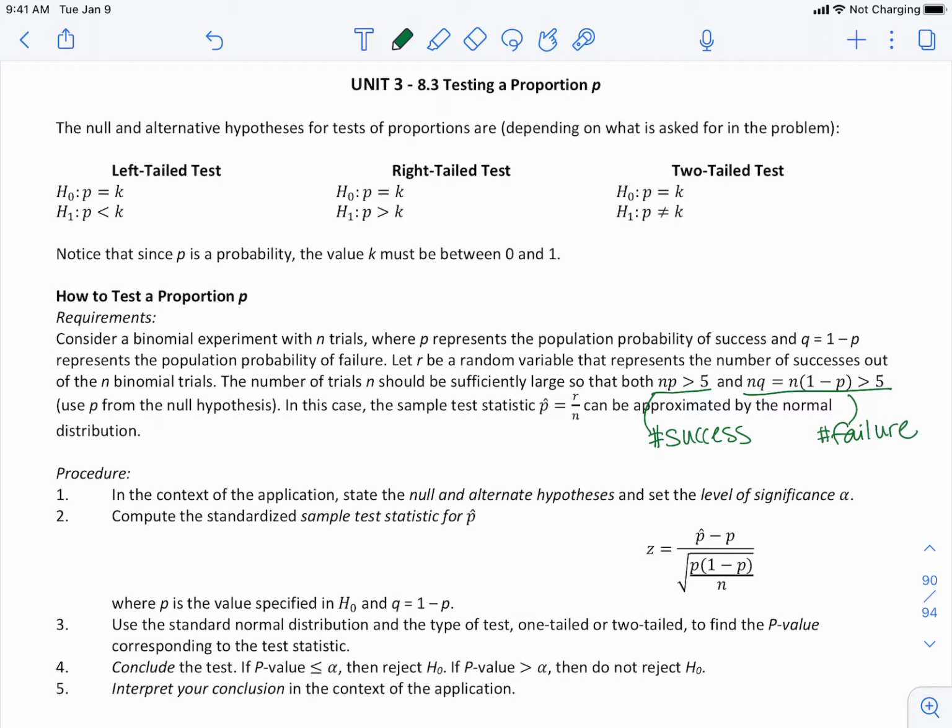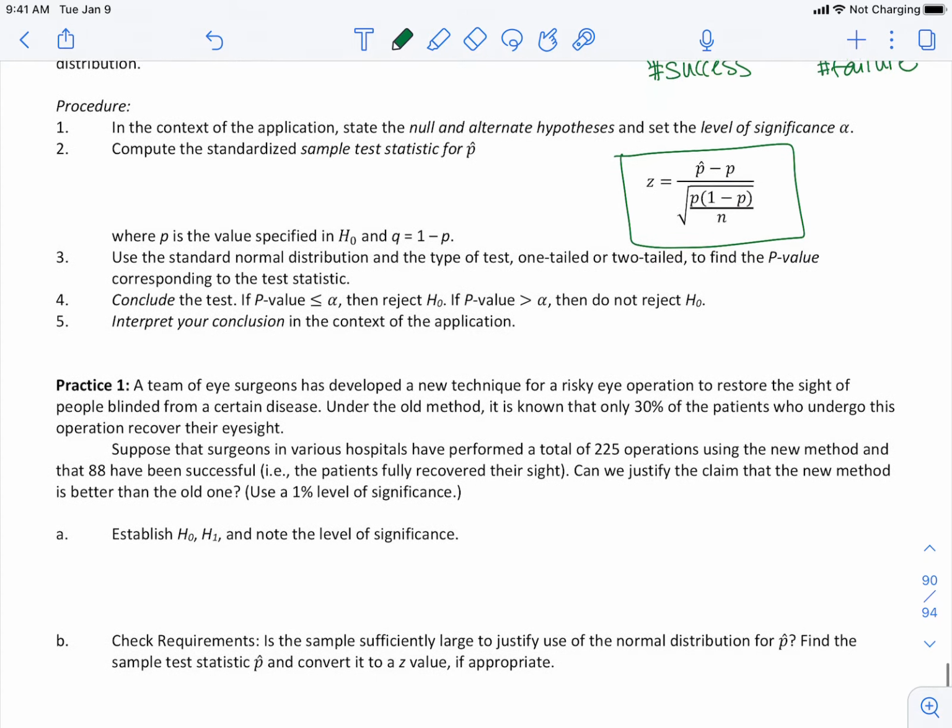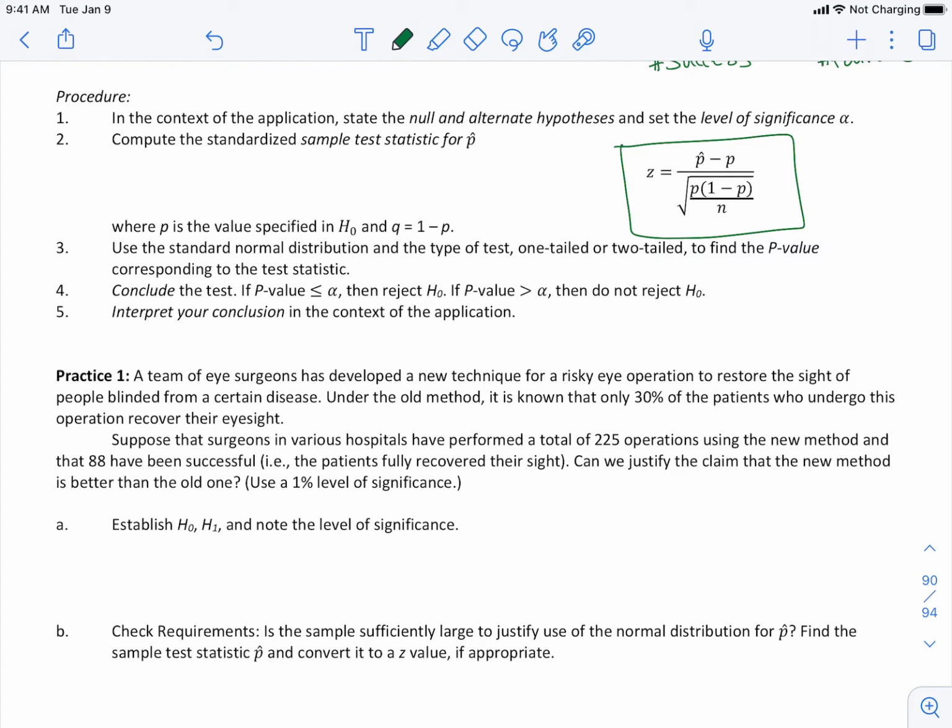Okay? The sample test statistic p hat is r divided by n, and this can be approximated by the normal distribution. So then here's our procedure. You'll see it's pretty much the same as for means. Our test statistic, z, is equal to p hat minus p divided by the square root of p times 1 minus p divided by n. And then we will go through finding our test statistic, our p-value, and then making an appropriate conclusion.